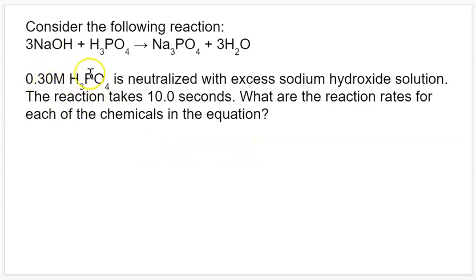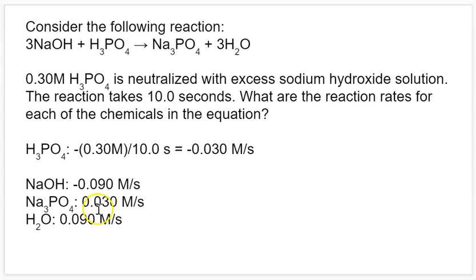So since we have a specific concentration of the phosphoric acid, and we know that we are neutralizing all of it, we can know that all of it is going to react in those 10 seconds. So we're going to go from 0.3 molar to 0 molar. So our change in concentration for the phosphoric acid is going to be negative 0.3 molar. And then if we divide that by the time in seconds, we end up with negative 0.03 molar per second as our reaction rate. And then, like I was saying before, I can compare this reaction rate to the other chemicals in the same equation through their mole ratios.